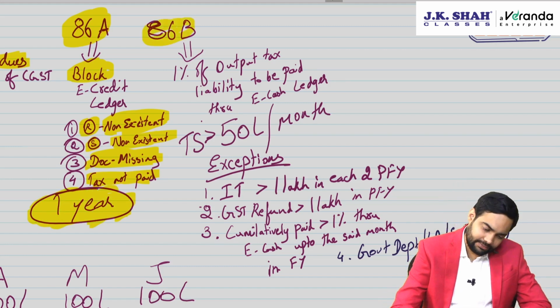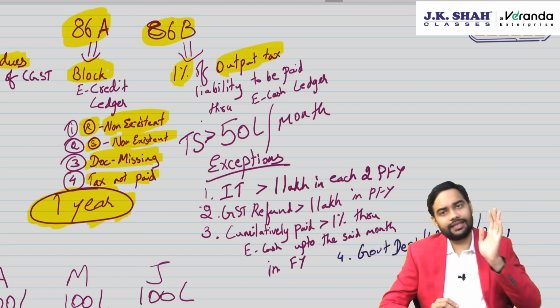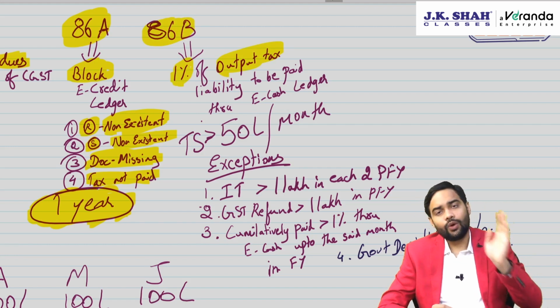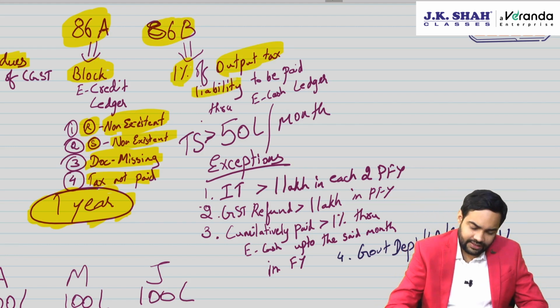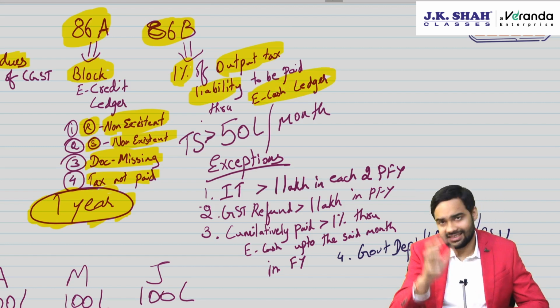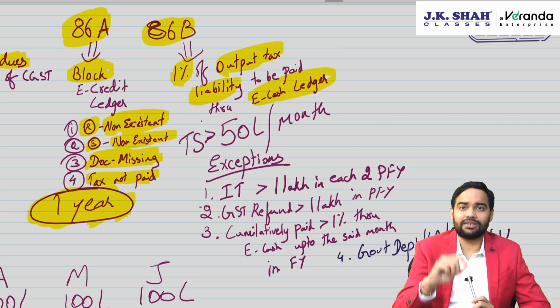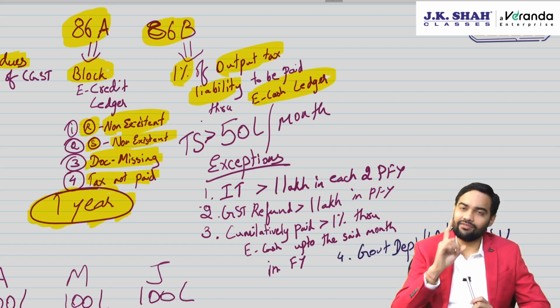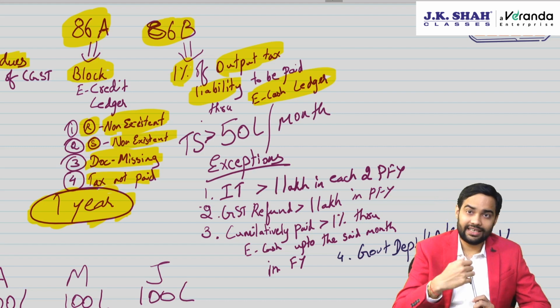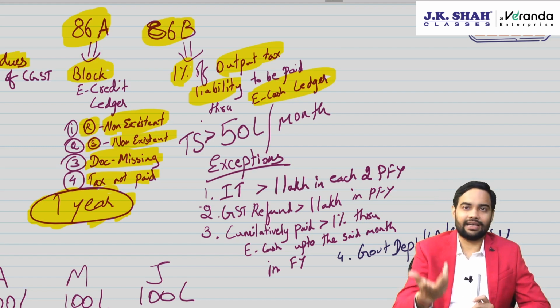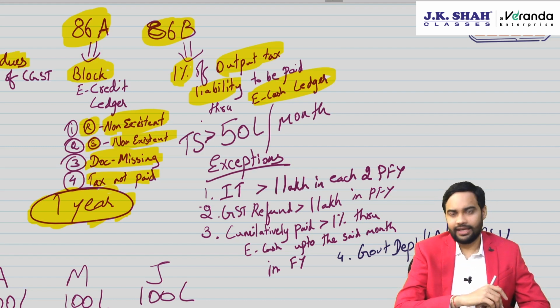Rule 86B. 86B says that 1% of the output tax, careful, RCM anyways you have to pay through eCash, 1% of output tax liability is to be paid through eCash, because it gives a restriction. 86B says you can discharge 99% of your output tax using ITC, and 1% needs to be paid through eCash. Output tax, RCM anyways you pay through eCash.